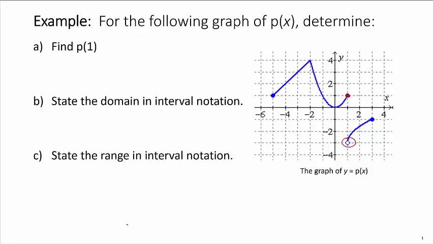And thank goodness, because we're calling it a function and it has to pass the vertical line test, right? So at x equal 1, the y value is 1. So we're going to say that p of 1 equals 1, okay?